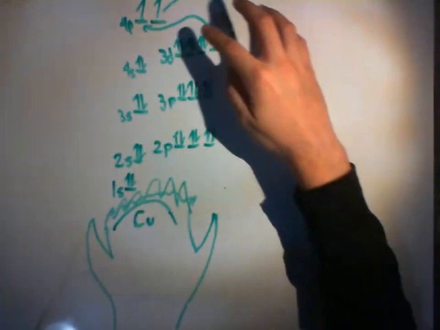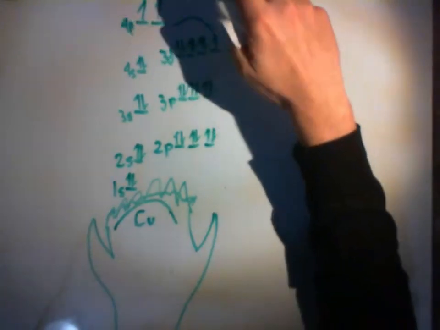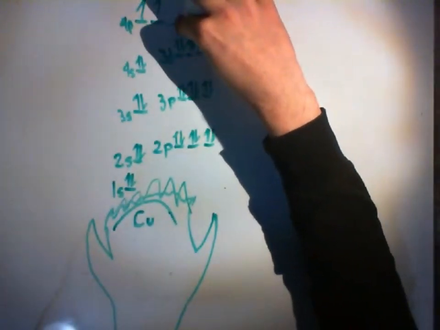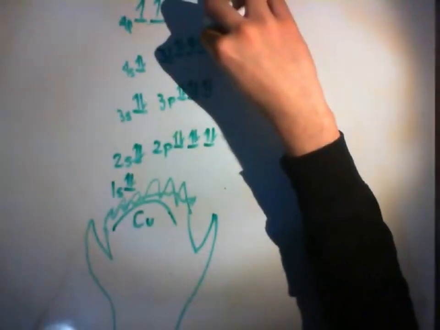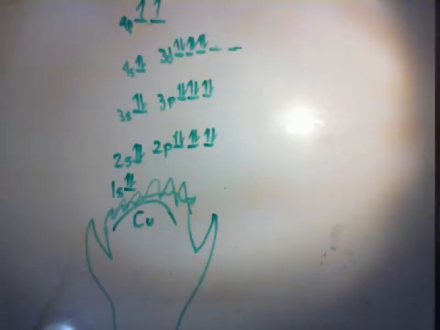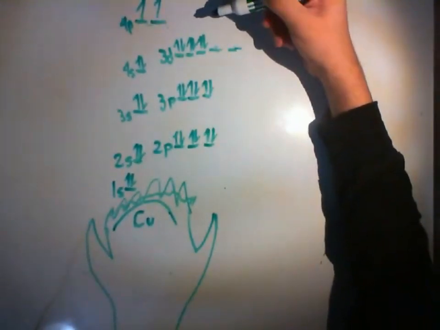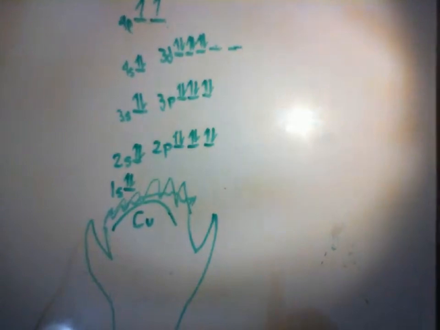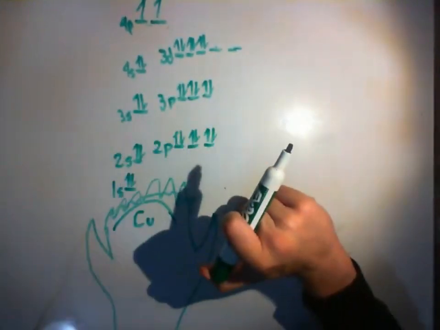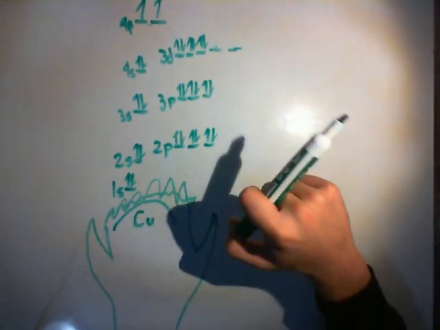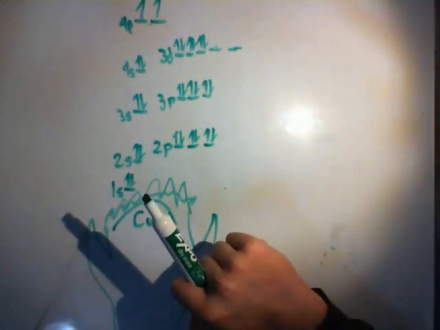Let me draw it now. So yeah, it looks like this, because these two electrons have left and they're up here now. However, I want you to note there is no right or wrong way to draw an excited atom as long as you have the same amount of electrons.